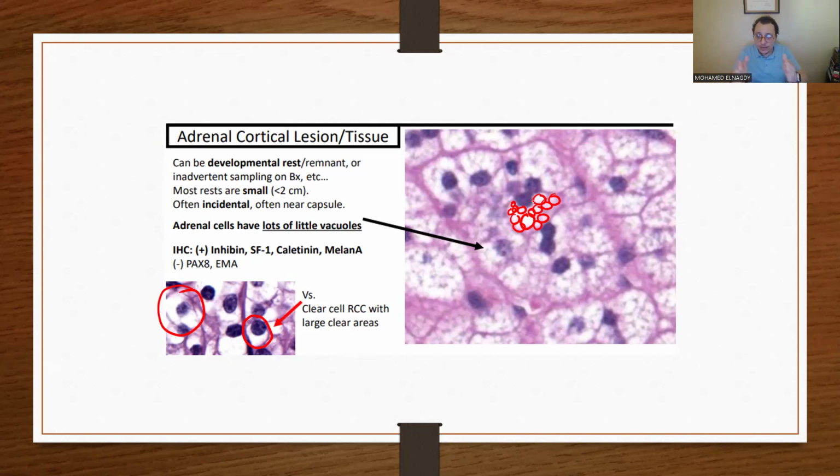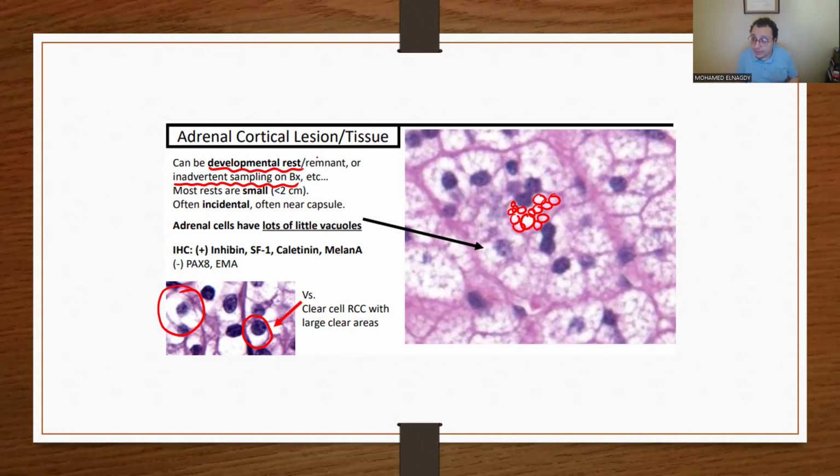It's adrenal cortical lesion or adrenal cortical tissue. Honestly, sometimes it's a wrong biopsy. Like, instead of the patient had an upper pole renal lesion and they missed it, they took the biopsy from the adrenal by mistake. Well, but sometimes actually this is not the case. Sometimes adrenal tissue may exist ectopically anywhere. It's sometimes a developmental rest.